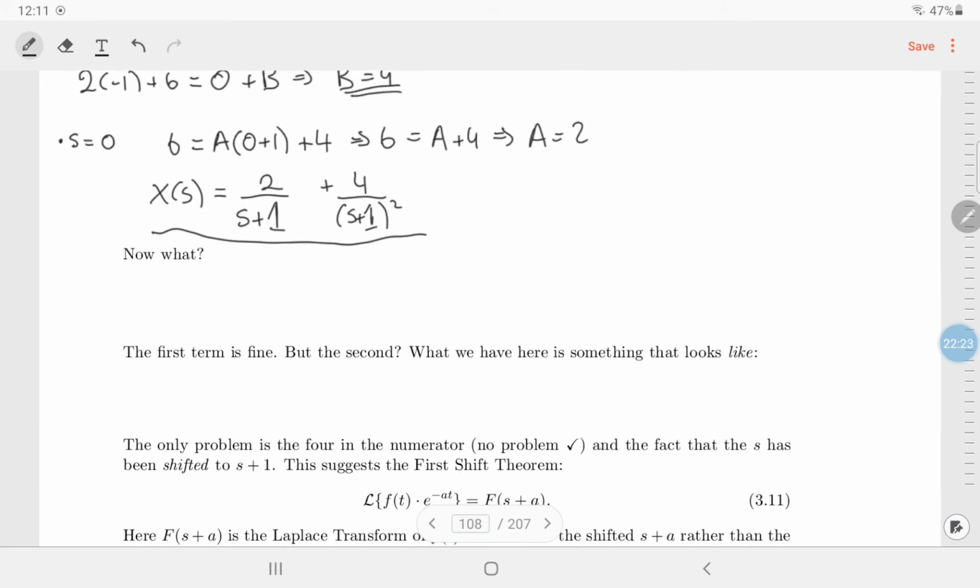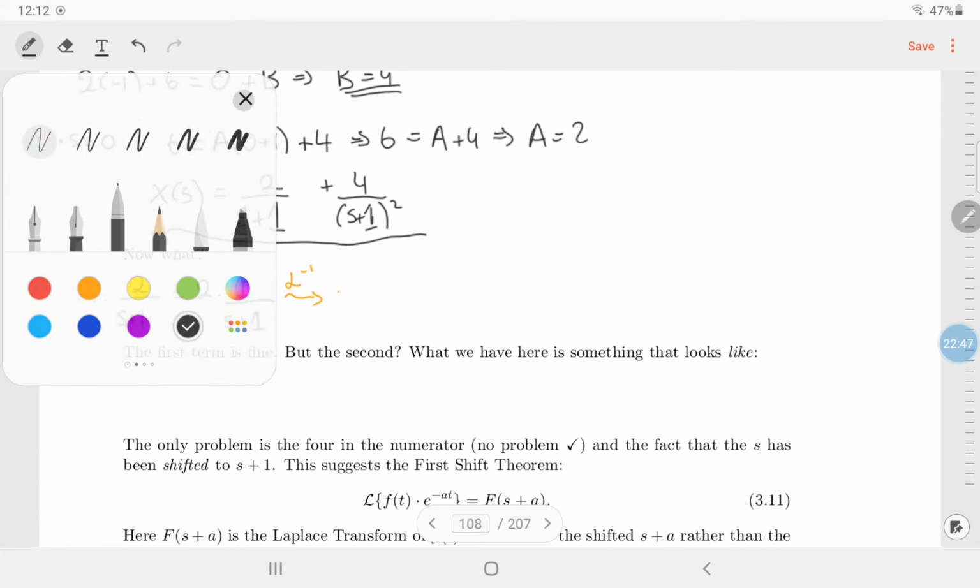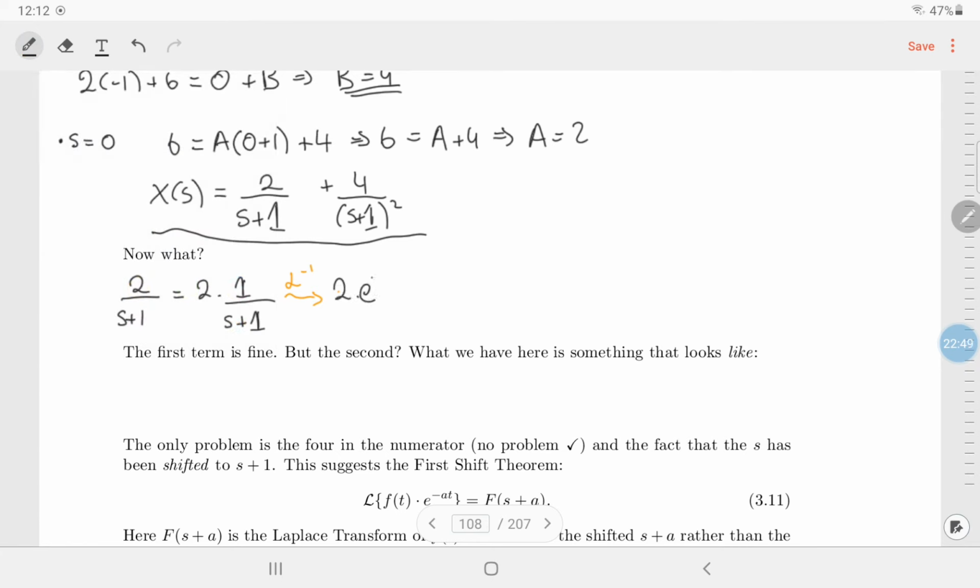Now what we can say is the first term is going to be no problem, because 2 over s plus 1 is 2 times 1 over s plus 1, and that gets sent back. That's no problem. Inverse Laplace transform, 2 times e to the minus 1t, which is just 2 times e to the minus t. That's no problem. But what about the other term?